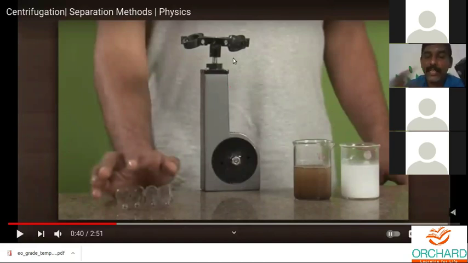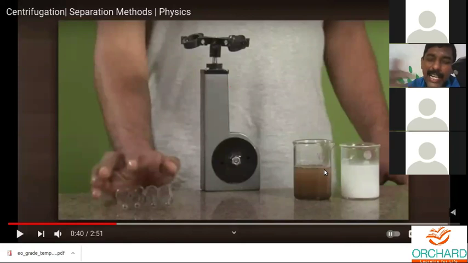So it is not a complicated machine, it just rotates the test tubes. You can even just tie a test tube. Take a test tube with some muddy water, add some chalk pieces, then tie the test tube with a thread and rotate it like this.